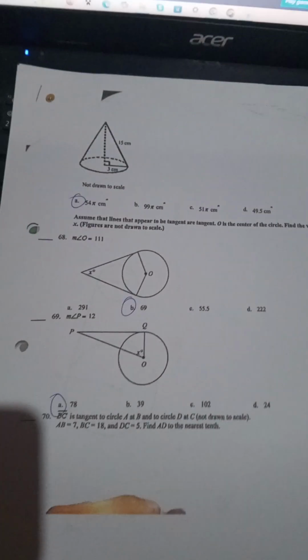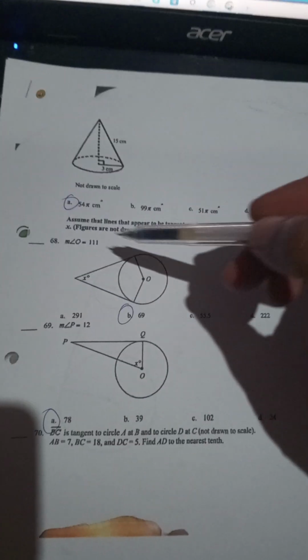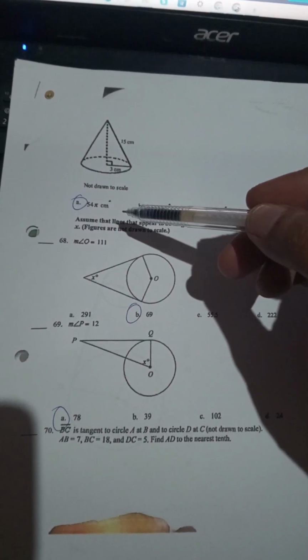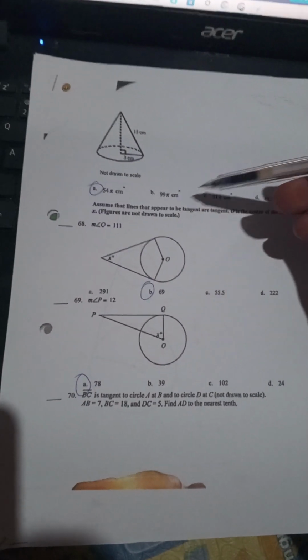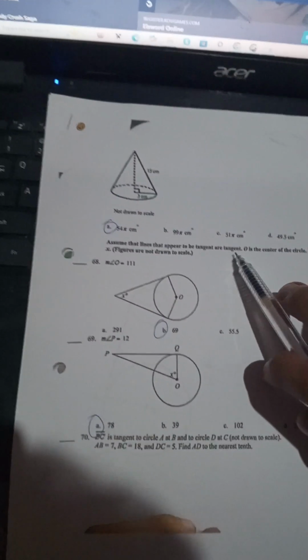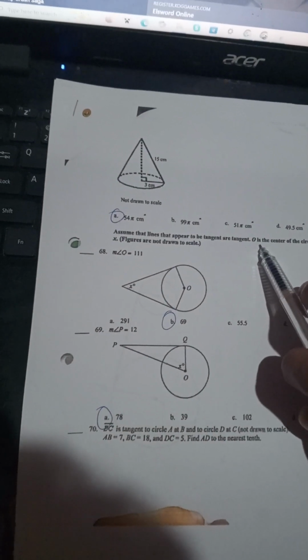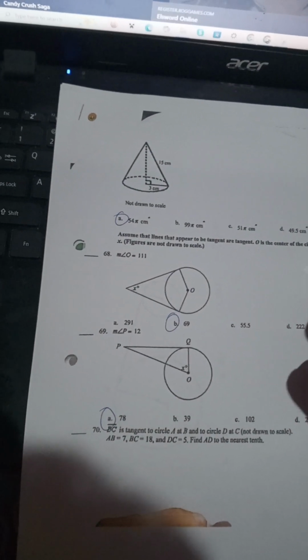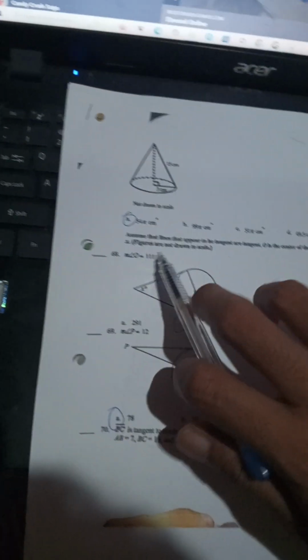Number 67, find the surface area of the cone in terms of pi. This is the cone. So the answer is 54 pi centimeters squared. Next, assume that lines that appear to be tangent are tangent. O is the center of the circle. Find the value of x.